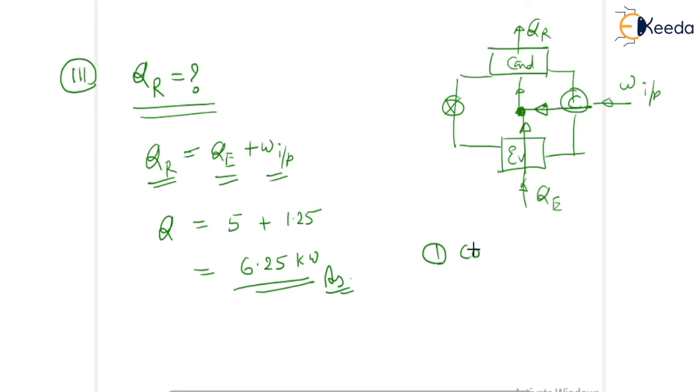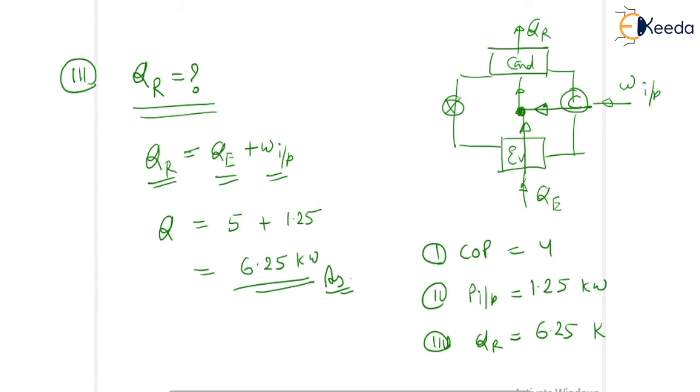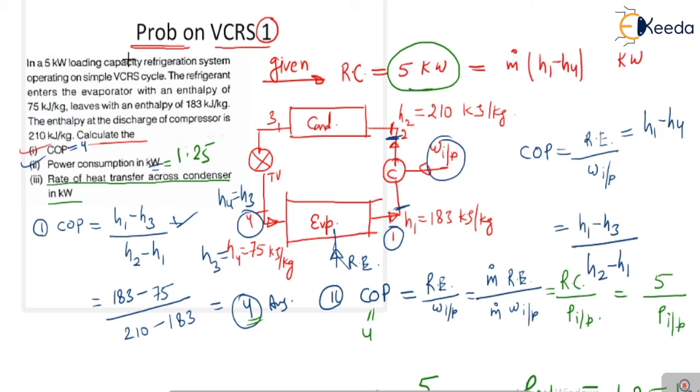So for the first, what is the final answer for the COP? The final answer for the COP is 4. And for the second, what is the final answer for the power input? The final answer for the power input is 1.25 kilowatt. And for the third, what is the final answer for this QR heat rejection? The final answer for the QR heat rejection is nothing but 6.25 kilowatt, because here we talk with respect to the power. So this is our final answer for this question.